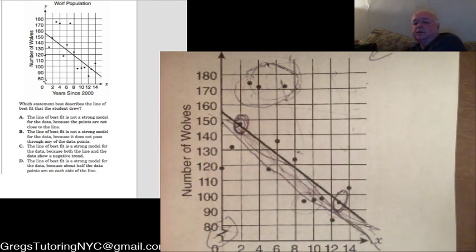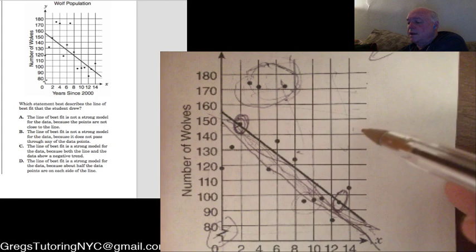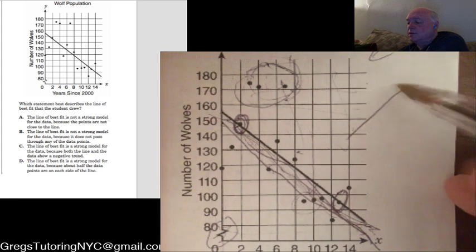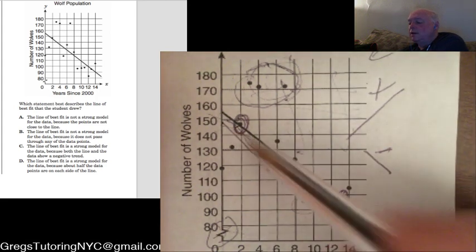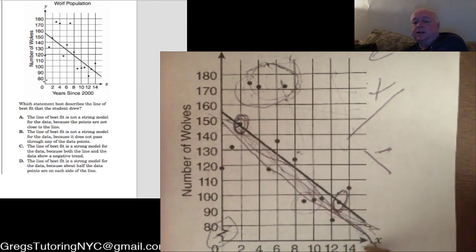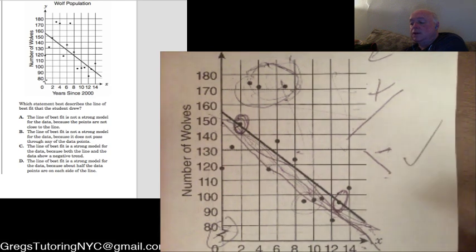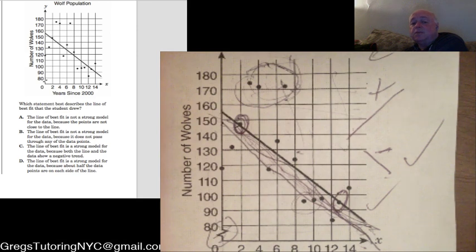C says the line of best fit is a strong model for the data because both the line and the data show a negative trend. We talked in the previous example that a positive slope goes this way, therefore a negative slope goes that way. So it does show a negative trend. I just said the wolf population was declining, so that's all true. It is a negative trend, but does that determine what a best fit is? No, you can have a best fit on a decline.